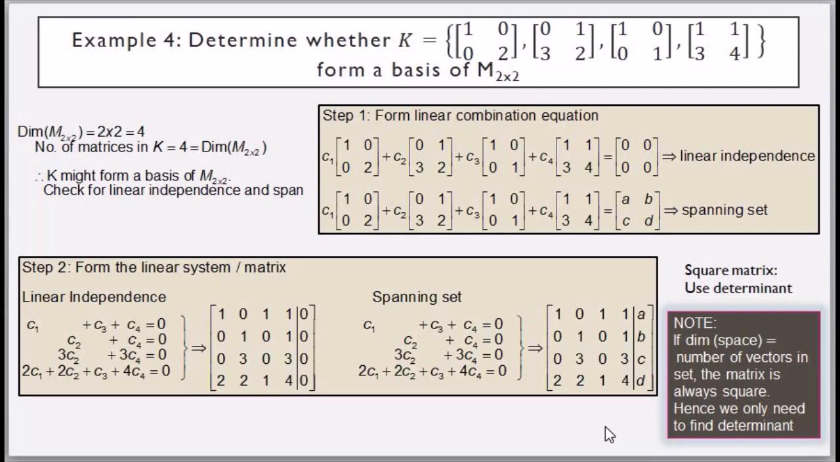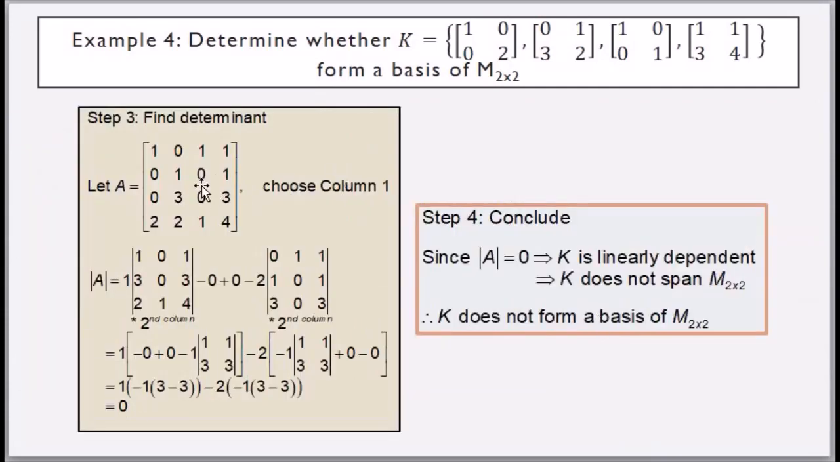We can find the determinant. First, choose column 1. The signs are positive, negative, positive, negative. So positive 1, minus 0, plus 0, minus 2. We still need to reduce. Here we choose the second column, so the signs are negative, positive, negative. Here we choose the second column as well, and the signs are negative, positive, negative. Finally, we get determinant equal to 0. Since the determinant equals 0, K is linearly dependent and K does not span the M 2 by 2 matrix space. Therefore, K does not form a basis of M 2 by 2.